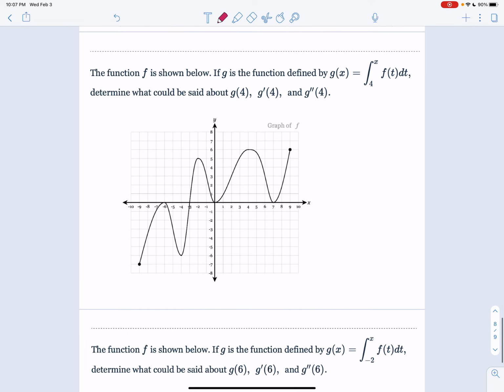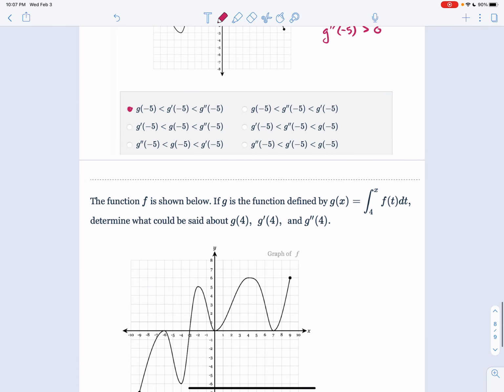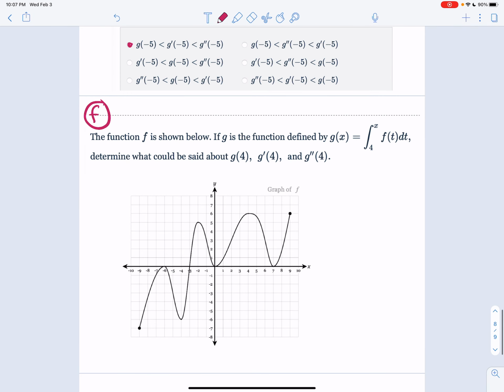Here's part F. Try this one on your own. Press play whenever you're ready. Okay. G of 4, I just plug in 4 for x. So that's going to be the integral from 4 to 4. And remember, this is one of my favorite properties of integrals. When you're going from 4 to 4, you're not moving at all, so you're not accumulating any space. Remember, it's like you have no friends. So I know that this one will come out to 0.